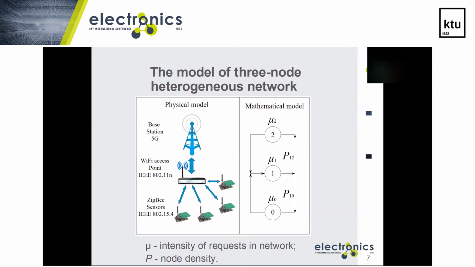In this model, node 0 simulates Zigbee sensors. It sends a request to the base station, to the first node, and then to the 5G base station, to the second node. The first node simulates a Wi-Fi access point. The second node simulates data transfer between the Wi-Fi access point and the base station, for example, 5G technology.